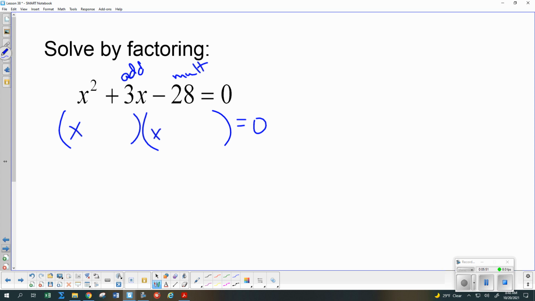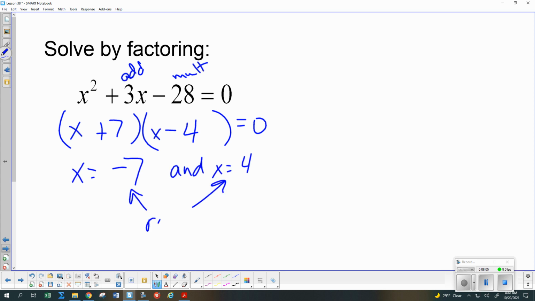Can anybody come up with those numbers real quickly for us? Dylan? Positive 7 and negative 4. So a plus 7 and a minus 4. So that means our roots would be what? Negative 7 and positive 4. These would be, the word I just used was roots, solutions, zeros. The answers that we would get for that.